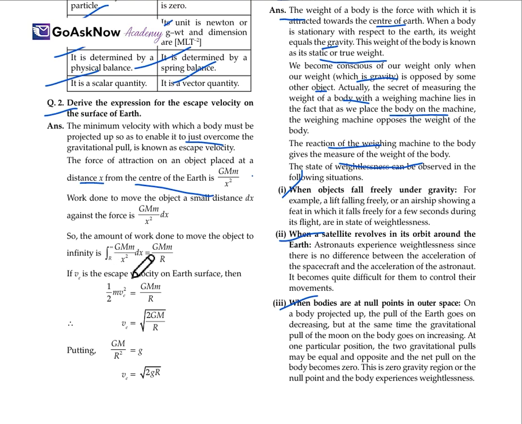If v is the escape velocity on the surface, then half m v squared equals GMm upon r. When we keep v on one side, we get v equals under root of 2gR. This is the important derivation for the escape velocity. We get the escape velocity value v equals under root 2gR.